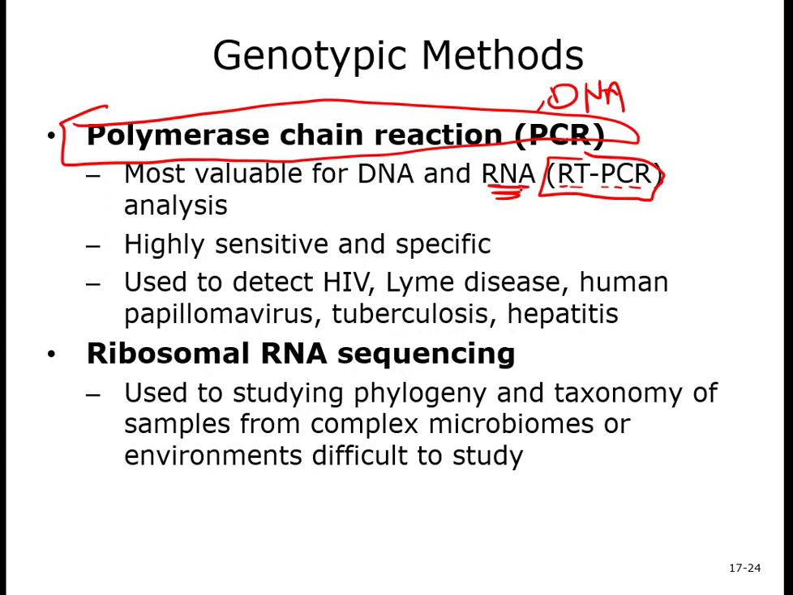So for example, currently the coronavirus, when somebody gets tested for COVID-19, they use RT-PCR because these two, PCR and RT-PCR, are extraordinarily accurate. They're very sensitive, and it's relatively fast, and you could do a lot of samples at once with this. Other things that are diagnosed using RT-PCR or PCR is HIV, Lyme disease, HPV, tuberculosis, hepatitis. I have to say, way more than just this. Almost everything is diagnosed using PCR in this day and age.